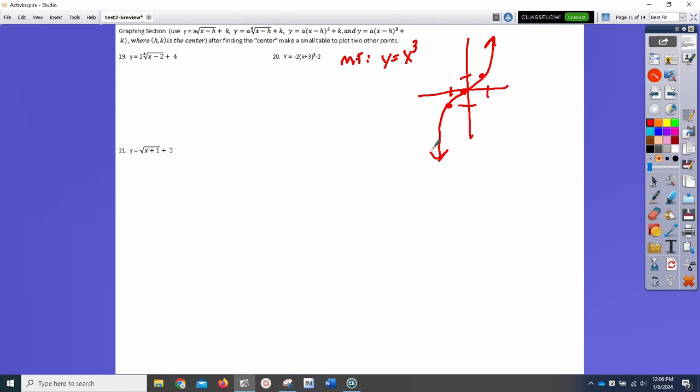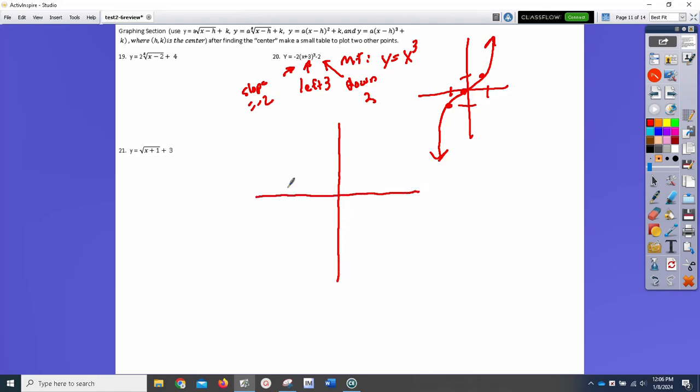And what do we have here? We have a left 3, we have a down 2, and then we have this kind of slope. I'm writing slope, but it's kind of slope of -2. Left 3, down 2, and the slope is -2.